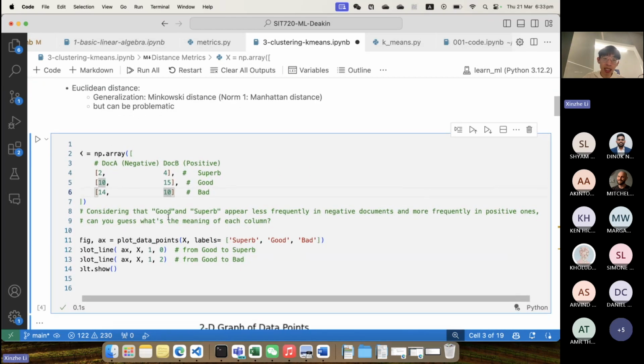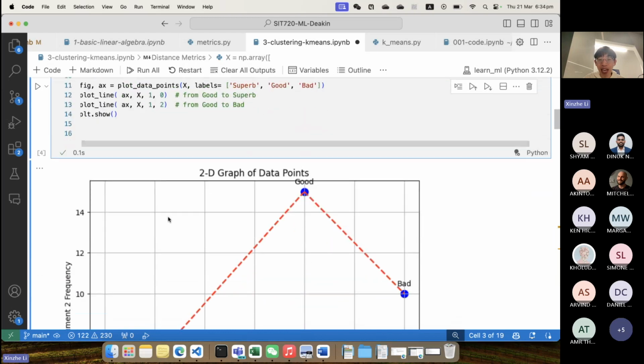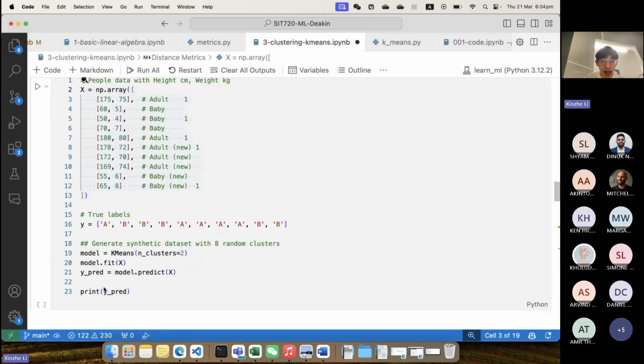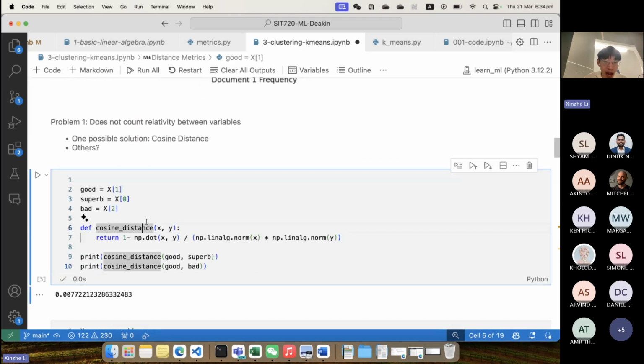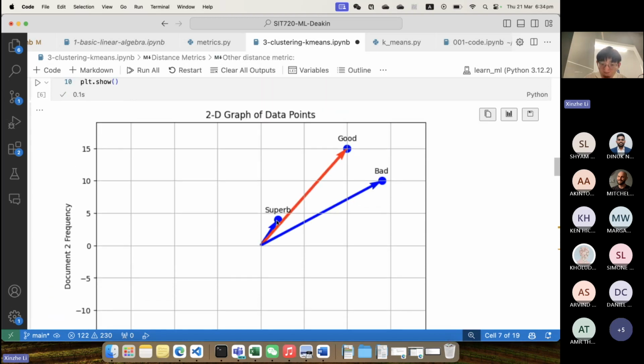So in this case, if you want to compare the distance, I don't want to ask the question because someone already gave me the answer. You can use the angles, right? If you calculate the angles, sorry, I should have a graph here. Let me plot a graph. If you calculate the angle between super and good, this angle is very small. That means they are close to each other. And the angle between super and bad is very large.